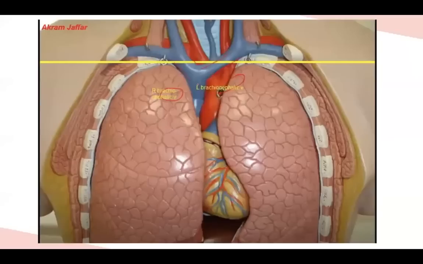Okay, now, we're going to begin with the cross sections. To start off, I'm going to give you guys pictures of what level we're looking at from an anterior point of view, so you guys can visualize where we're going. This yellow line right here is the cross section that we're going to be looking at.